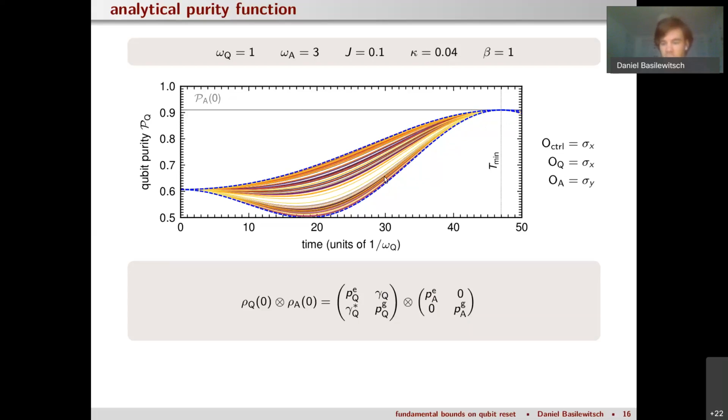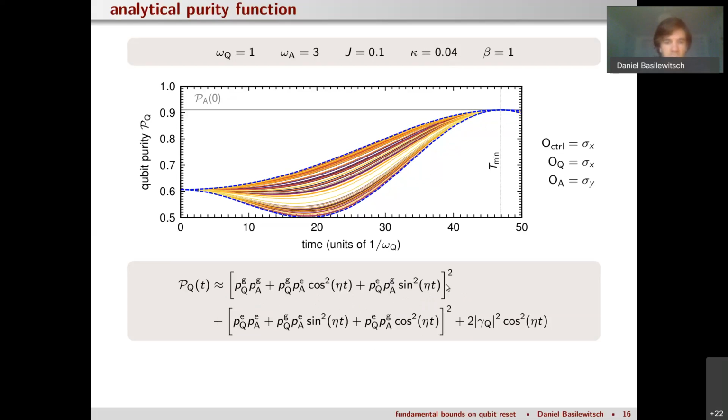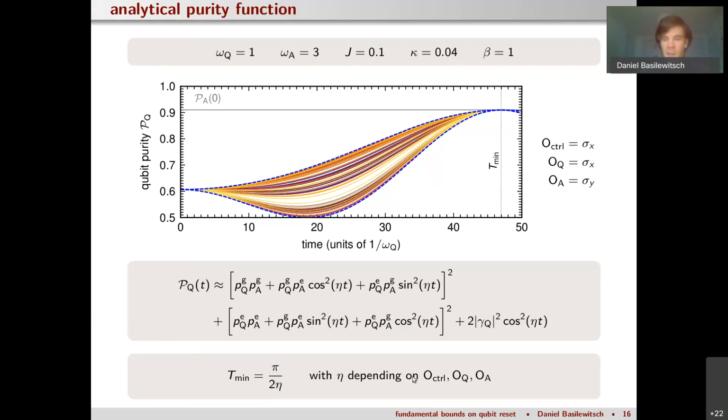And so this formula that we are able to derive uses an arbitrary initial state of the qubit and a thermal equilibrium state of the ancilla, so we don't have any ancilla coherences initially. And for such a general initial state of the bipartite system, the evolution of the qubit purity under a constant resonant field is given by this equation, from which we can also find an analytical equation for the reset time, which is pi over 2 eta, and eta depends on the actual choice of the coupling mechanisms here, type of interaction and qubit control. So it's different for all of these cases.